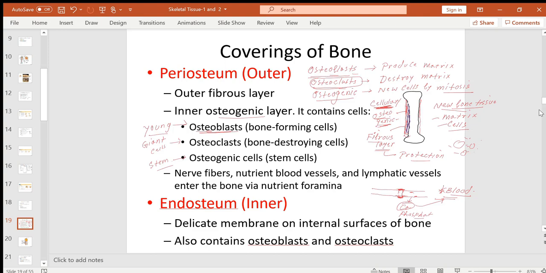Now you remember, inside the shaft of the long bone, you have what? You have the medullary cavity. So there is a cavity, right? And on the wall of the medullary cavity, you have another membranous layer, and that is called endosteum. Endo means inside, endosteum. So periosteum is the outer covering, and it has two layers, outer fibers, inner osteogenic, and around the medullary cavity there is another membrane that is called the endosteum.